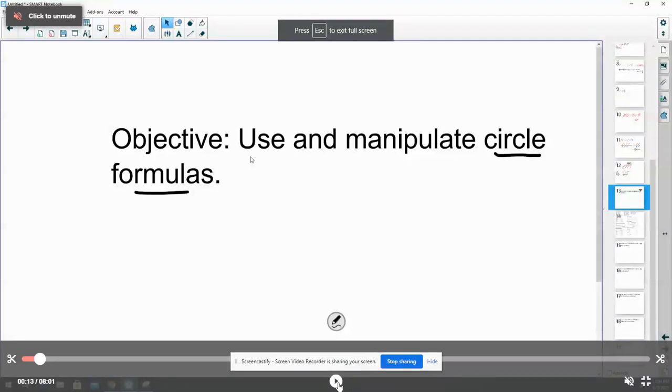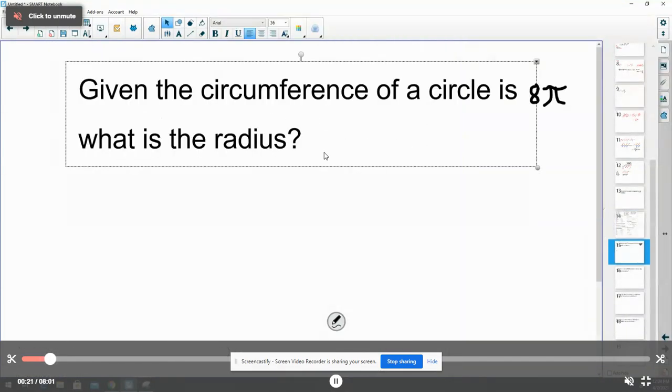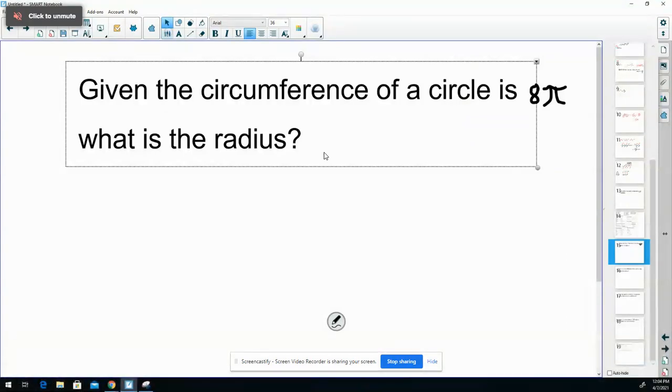Hello everyone. So today we're going to use and manipulate circle formulas. So that's going to be these formulas right here on the formula sheet. So up first we have, given the circumference of a circle is 8 pi, what is the radius?